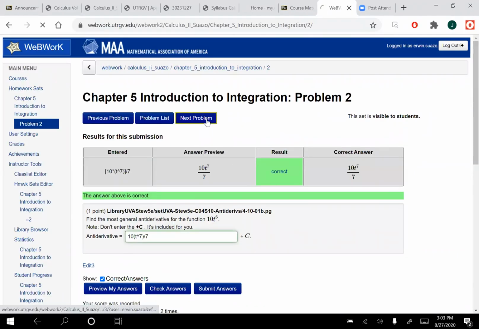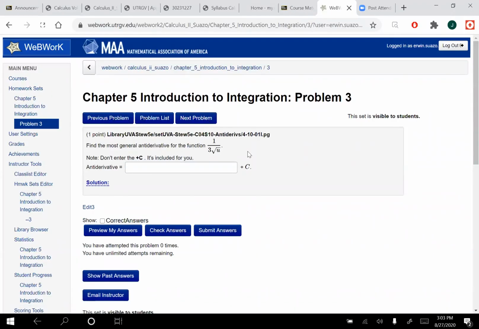Sir, do we have different questions? No, everybody has different problems. I mean, basically the same question, but different numbers. So you'll have, for example, yeah, but I don't want to solve somebody else's homework. But yeah, you probably will have one square root of u, or one fourth root of u.